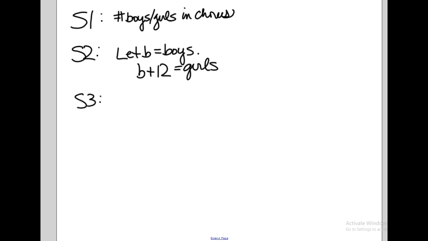Step number 3. There's another important piece of information there we need. What's it say? There are 32 students in the chorus. All right, so here's my equation. The boys plus the girls. Both of my let statements go in my equation. How many students are in the chorus? 32. So does everybody understand steps 1, 2, and 3? Exactly like we did last night for homework.